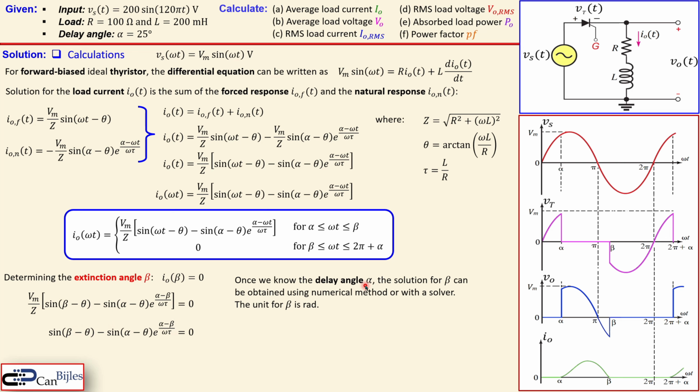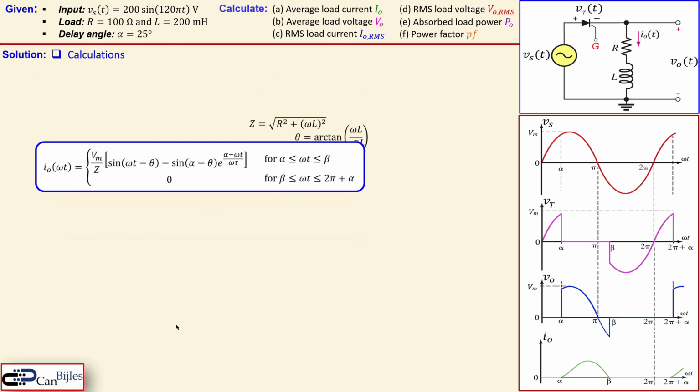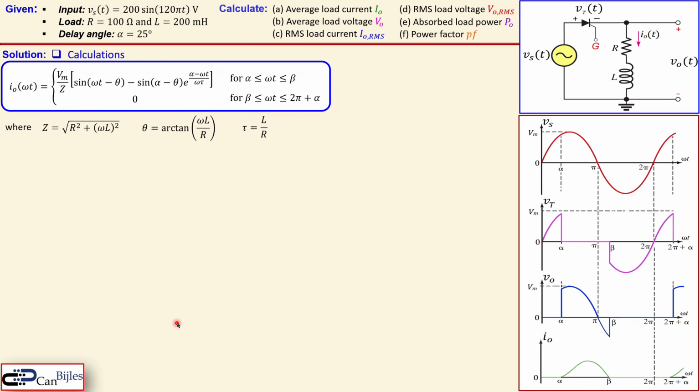So if you know the alpha, you can now give the solution for the beta using this expression. By the way, the beta and the alpha are all in radians and not in degrees. Okay, so again, our delay angle is 25 degrees, but we need to have it in radians. That means we need to convert degrees into radians. That's done by 25 degrees times pi over 180 degrees, which will then be 0.436 radians.